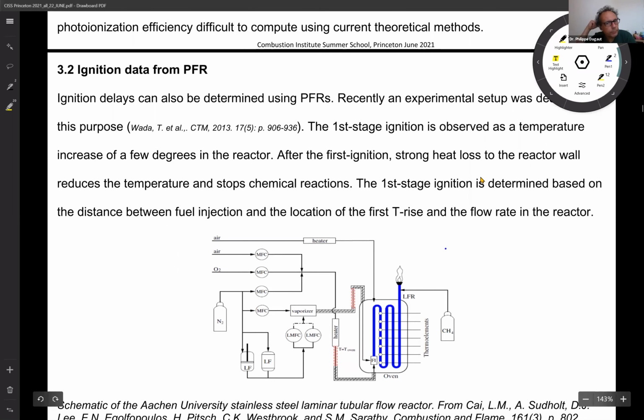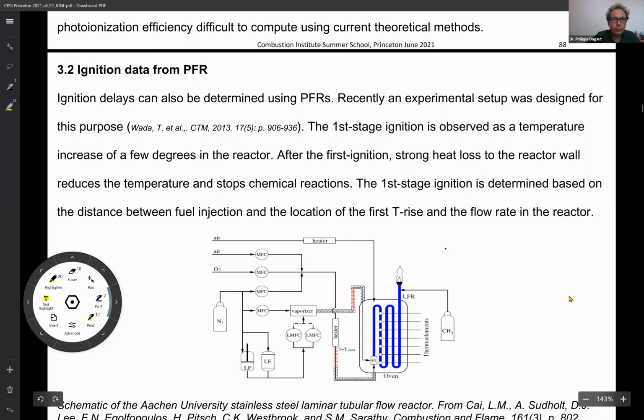So as mentioned a bit earlier, besides the use of shock tubes and rapid compression machines, we can use perfectly plug flow reactors to obtain ignition delays, and this is an experiment that was built at the University of Aachen in Germany, where they use this flow reactor here.